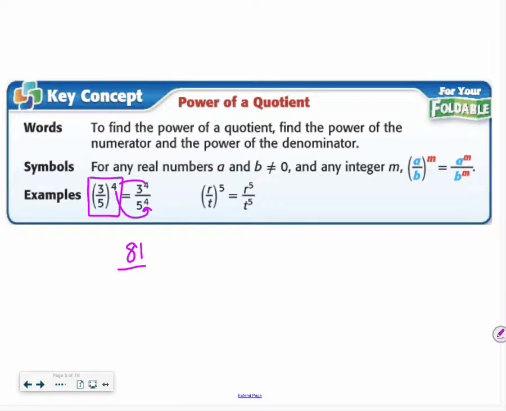If we continue on, we have r divided by t, to the 5th. That becomes r to the 5th divided by t to the 5th. And you can't simplify that any farther because r and t are two different variables, okay? So that is as simplified of an answer as you can get.